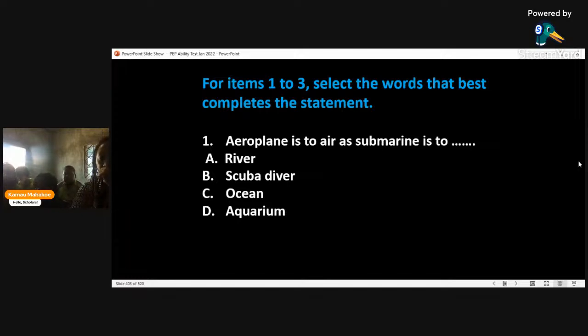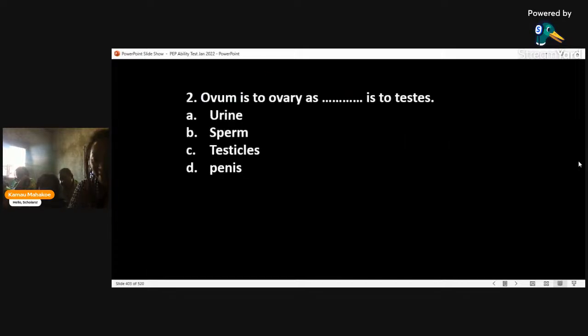Well, submarines. Sub literally means under. Submarine literally means underwater, right? The prefix sub means under. It could not be aquarium, can kill the fishes in the aquarium. But in ocean, the ocean, you would also kill the fishes in the ocean.